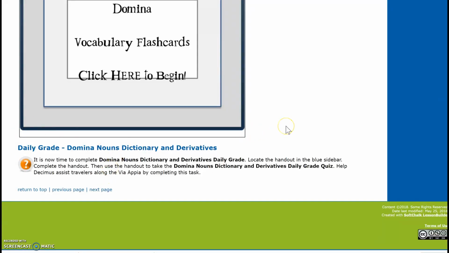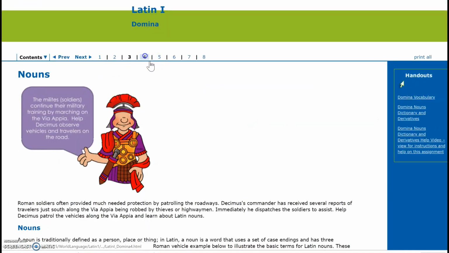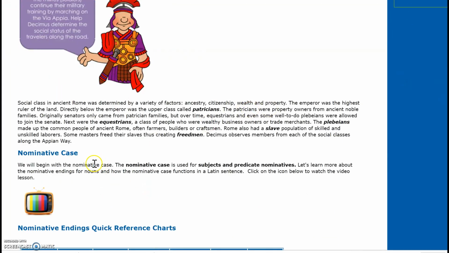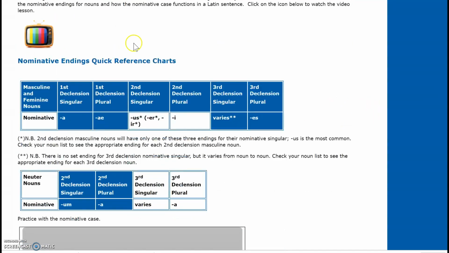Okay, moving along to the next page. The nominative case, and once again, I'm going to skip this. I'll let you read all of these things because you do need to know this information, but I want to go through the nominative form. Okay, so the nominative ending, what you want to know is the nominative singular and the nominative plural forms are A, AE. This is for the first declension.